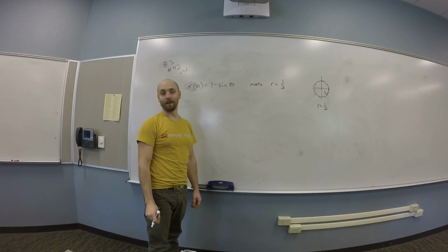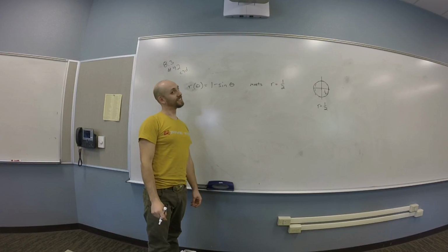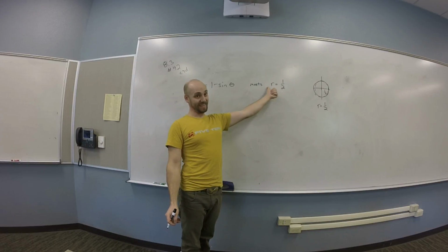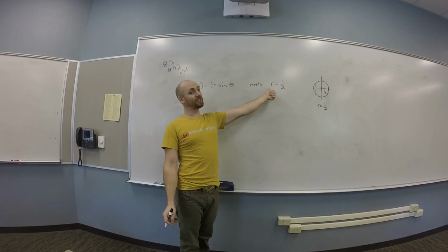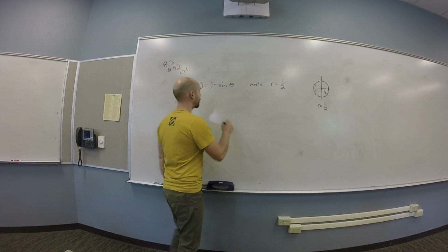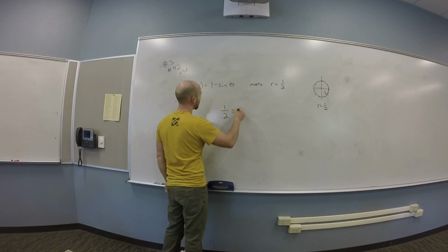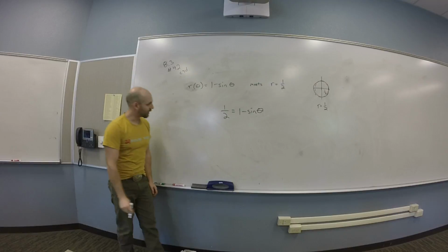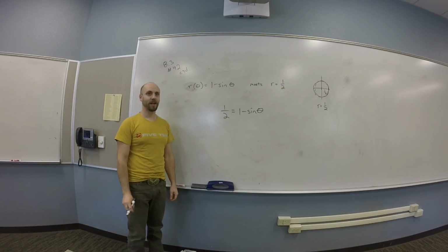You plug in a half. Close. A half is a radius, right? So that should go in over here for r. So you should take 1/2 and set it equal to 1 minus sine theta, and solve for theta. Which is a nice example because this is what I'm supposed to teach you today anyway.